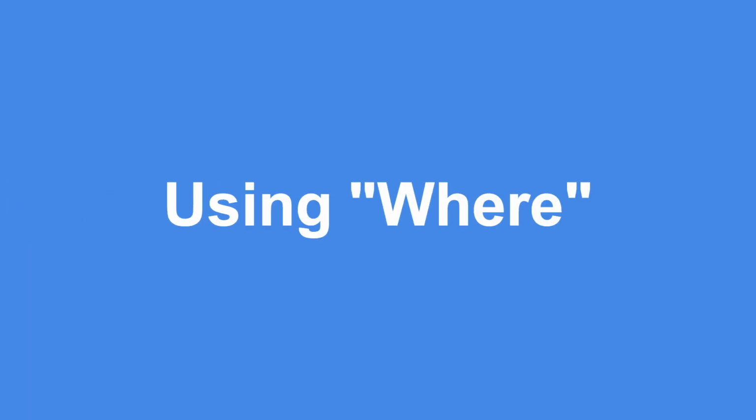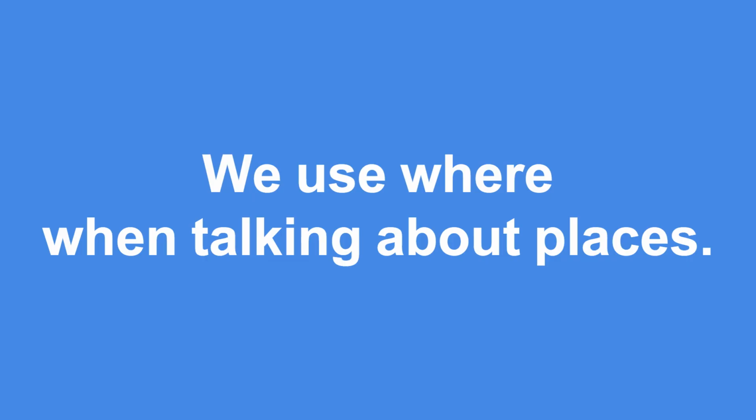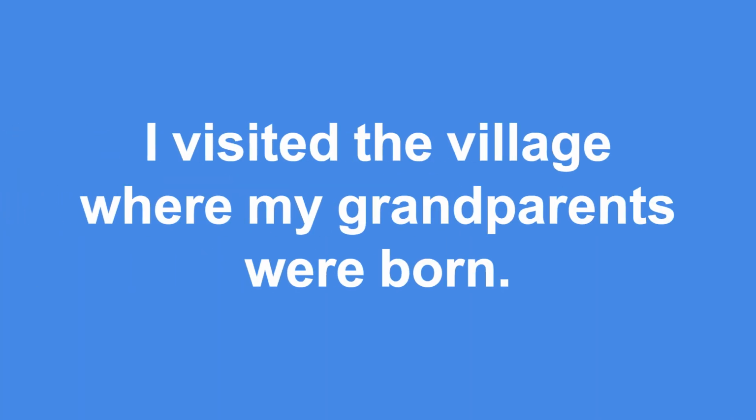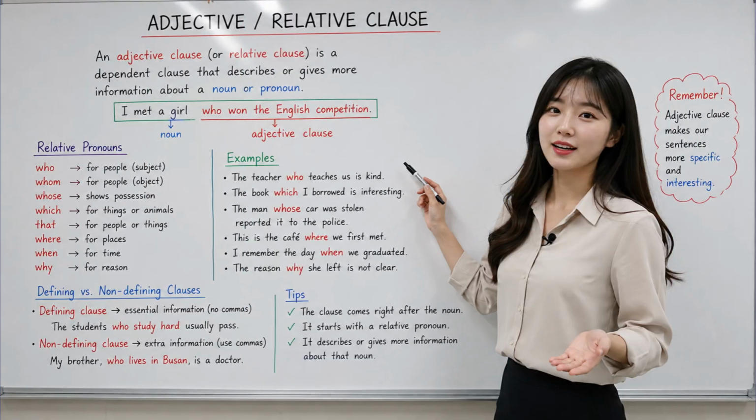Using where. We use where when talking about places. For example, this is the restaurant where we had dinner. Or, I visited the village where my grandparents were born. The adjective clause tells us more about the place.